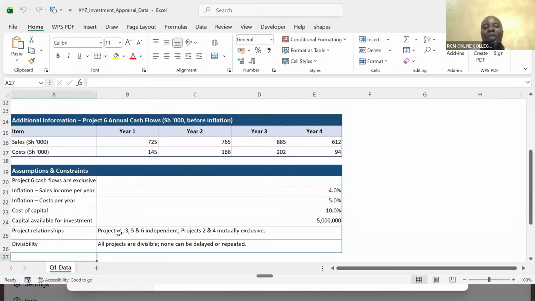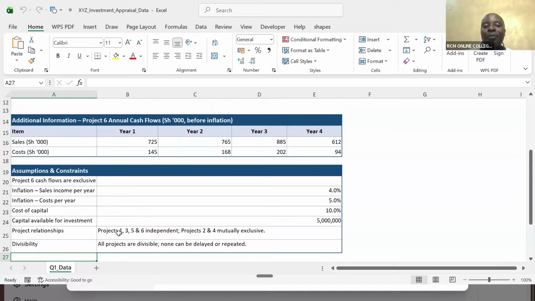Project relationships: projects 1, 3, 5, and 6 are independent. Those ones we can do, even all of them at the same time, because of that independence. But projects 2 and 4 are mutually exclusive. If they are mutually exclusive, it means it is one of them at a time. There is no way you'll be able to put them up together because they are like day and night. They can't coexist. If it is project 2 that will be done, it has to be project 2 alone. It cannot be project 2 and 4 because they are mutually exclusive.